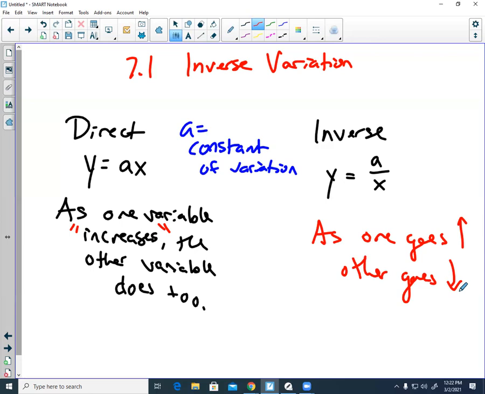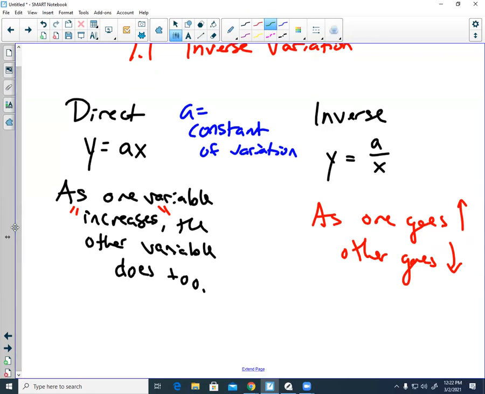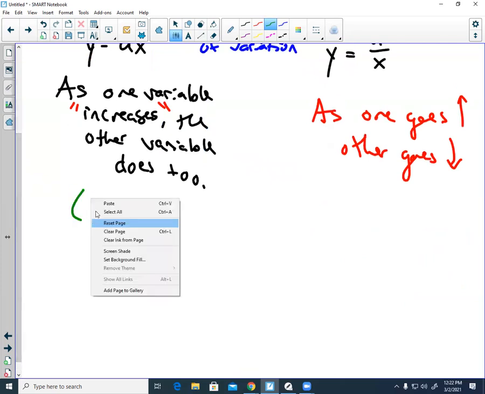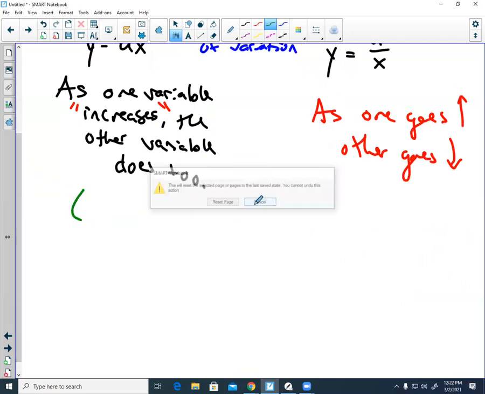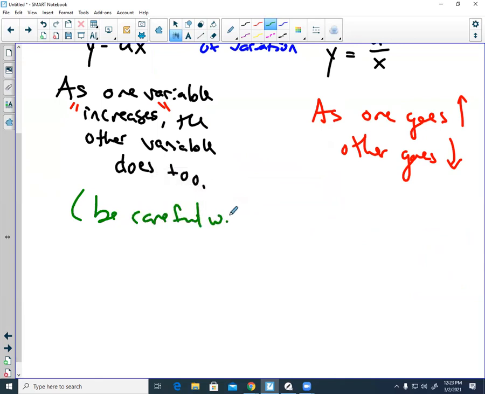The only thing that I want you to pay attention to, and I'm going to put it right here because I'm going to show you an example of it, is be careful with x being negative. Just be careful when x is negative for the direct variation, because it makes it look like it should be inverse variation, but it's not. And I'll show you an example of what that looks like. Okay? Are we okay with what we see here so far?